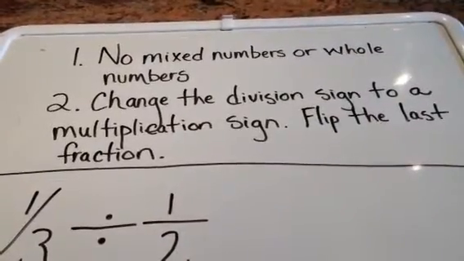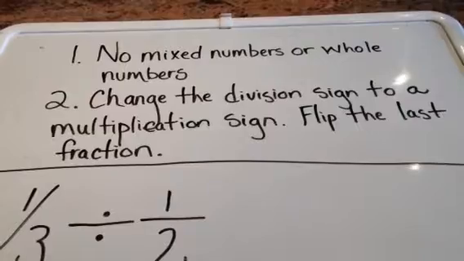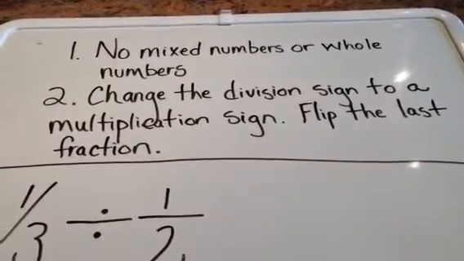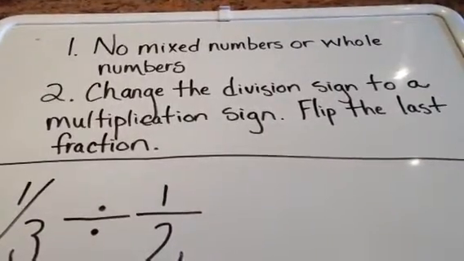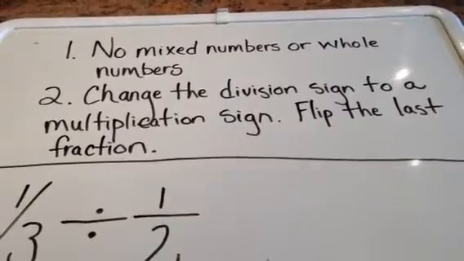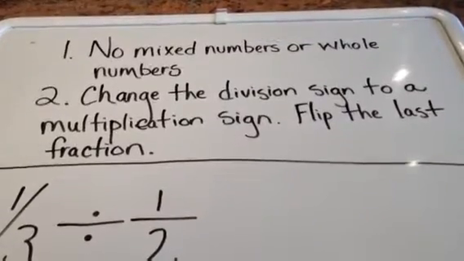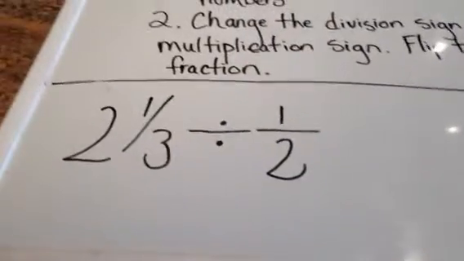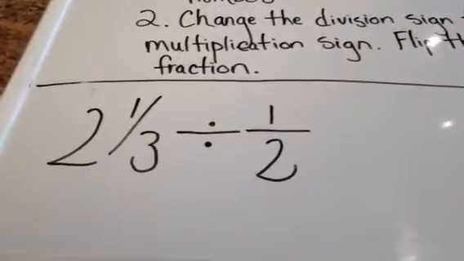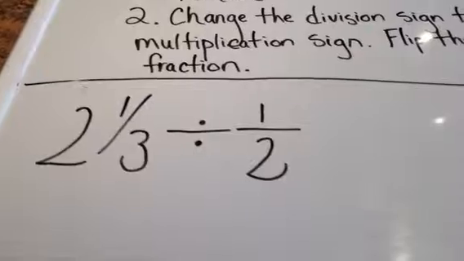So we're going to change the division sign to a multiplication sign, and then we flip the last fraction, or the second fraction. And you're going to follow that routine whenever you divide fractions. So let's go ahead and take a look at an example. We have 2 1/3 divided by 1/2.